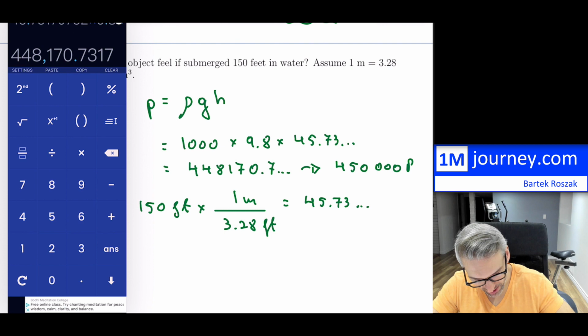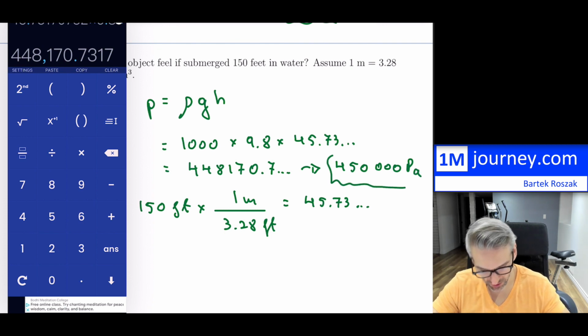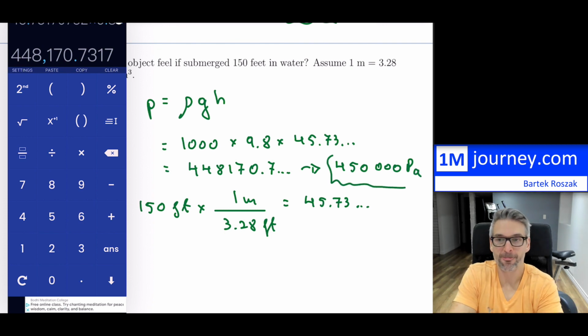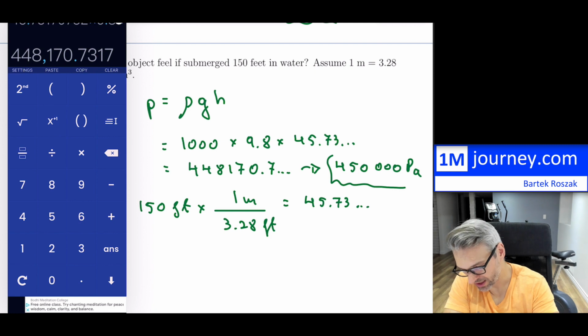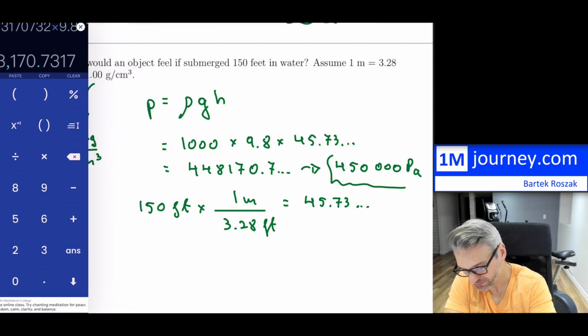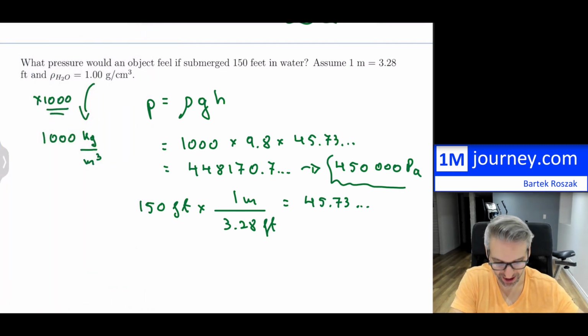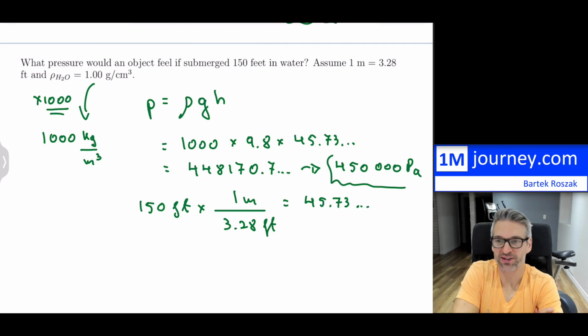So it's quite a lot of pressure that we would feel about 150 feet down. And that's why you typically have to get acclimated when going down that deeply; you'll see what the pressure change will be. This is of course the pressure change with respect to the atmospheric pressure. It's kind of the gauge pressure that we have. So it's a lot of pressure.